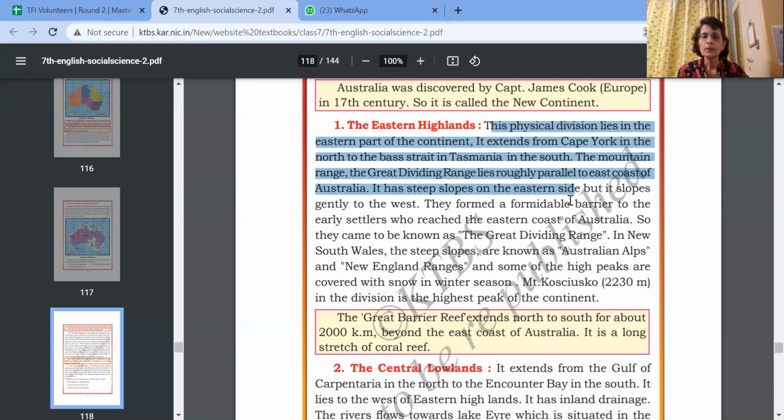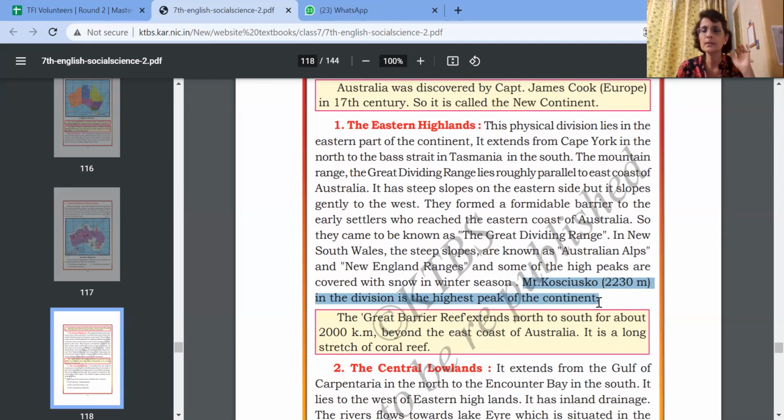Now, this is an important point. So let's mark this. This is the highest peak of the continent. So this also you need to remember. So these three points should be enough for this paragraph.